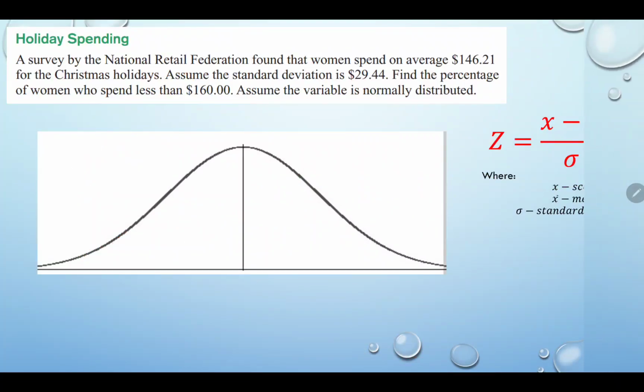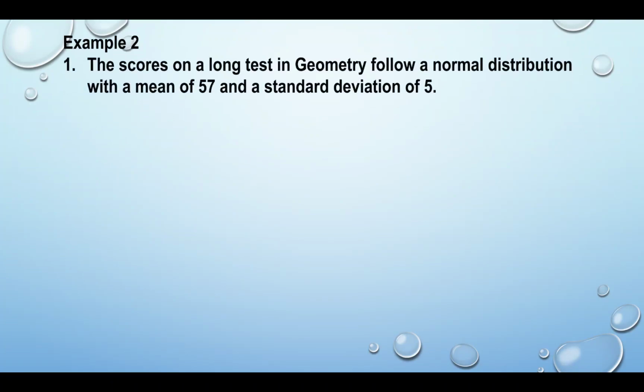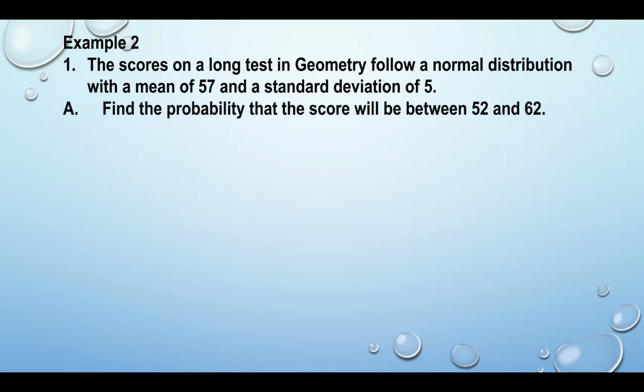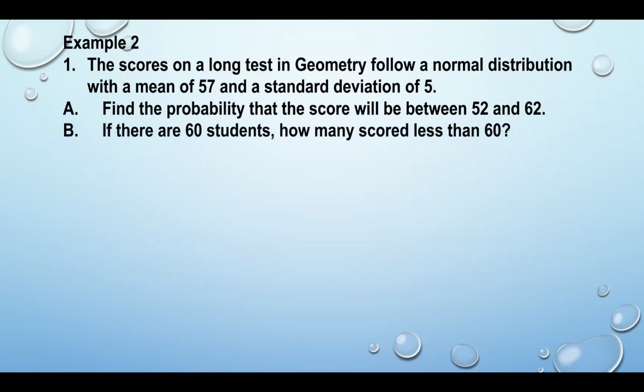So, let's have another problem. Problem number 2. Let's say the scores on a long test in geometry follow a normal distribution with a mean of 57 and a standard deviation of 5. Find the probability that the score will be between 52 and 62, and if there are 60 students, how many scored less than 60?